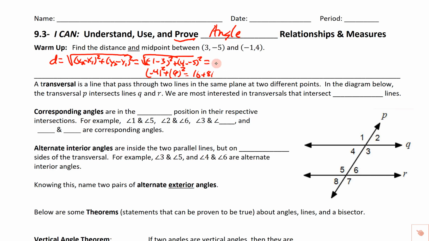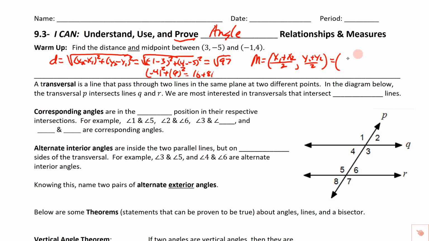So I think I end up with radical 97. And the nice thing about radical 97 is I don't think that factors at all. So we'd either leave it like that or maybe come up with a decimal approximation for it. And then if we want to find the midpoint, the formula is different. Remember, this one we're literally just averaging the coordinates. So this is going to be x1 plus x2 over 2, and y1 plus y2 over 2.